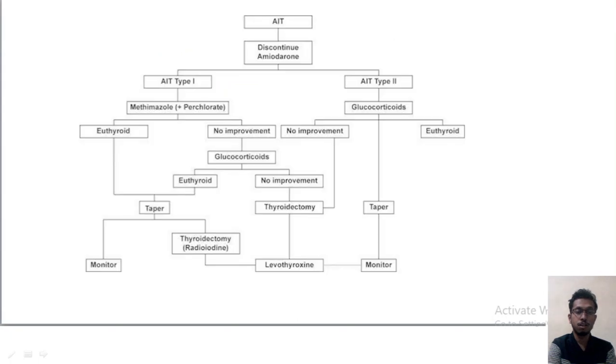Okay, so this is the management we have discussed already. Amiodarone induced thyrotoxicosis suspected: the first step is discontinuation of the amiodarone. Second, divide based on the clinical features and the history whether it is AIT type 1 or type 2. What are the features suggestive of AIT type 1? In clinical examination, you may find goiter.